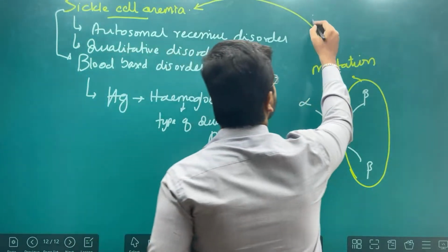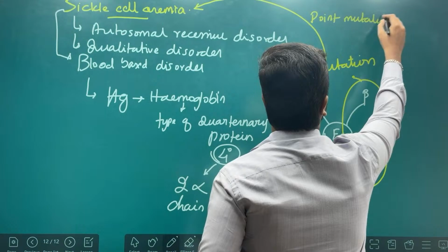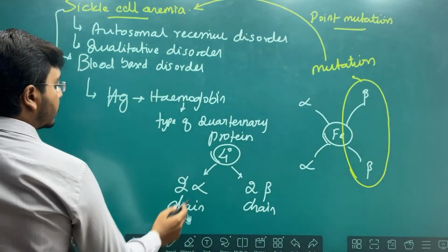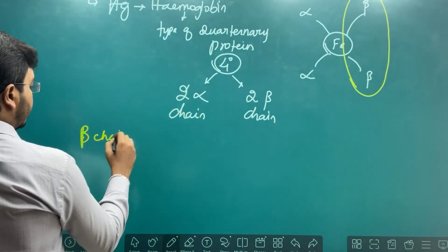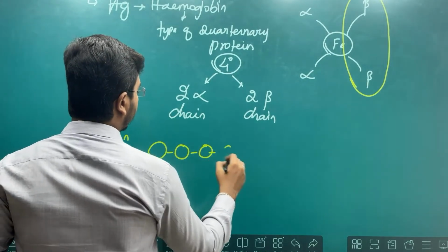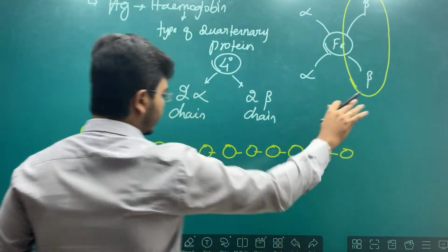What type of mutation is it? It is called a point mutation. What is point mutation? Let me explain. Right? Let's imagine we are talking about a beta chain. This is one amino acid, this is one amino acid, like this 3, 4, 5, 6, 7, 8, there are many amino acids. Okay?